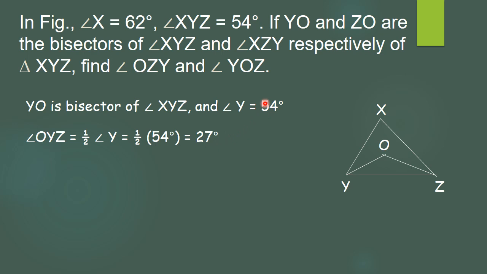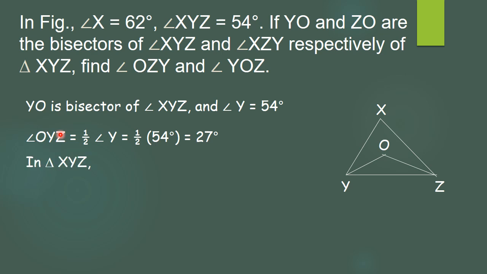Now we have not calculated the part they have asked. To get OZY, again ZO is a bisector. So angle OZY will be half of Z, but they have not given the angle Z. So first we will find out the angle Z. For that, what is given? In triangle XYZ, angle X is given, angle Y is given. We know that by the angle sum property, the total is 180.